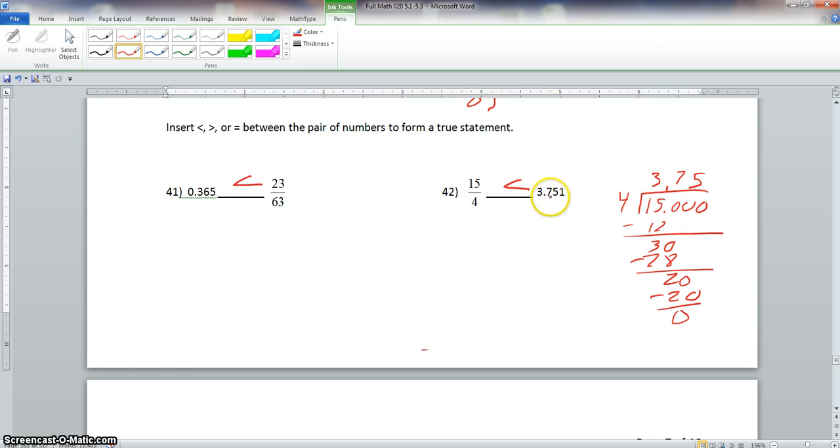Now we know that 3.751 is greater than 3.75, so we put our greater than symbol. And just for a reminder, remember, this symbol always points to the number that is the lowest. It always points to the lower number. Now, we scroll down here.